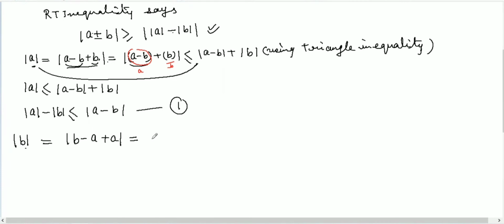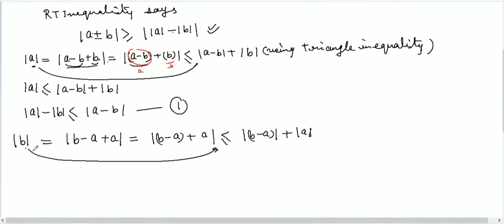In the same way we will use the triangle inequality here, but before that we will take B minus A inside the bracket and plus A, separating this. Now we will use the triangle inequality. So this will be less than or equal to the absolute value of B minus A plus the absolute value of A. So understand the triangle inequality first, then you can understand this clearly. Now we will equate this equality, both of these.